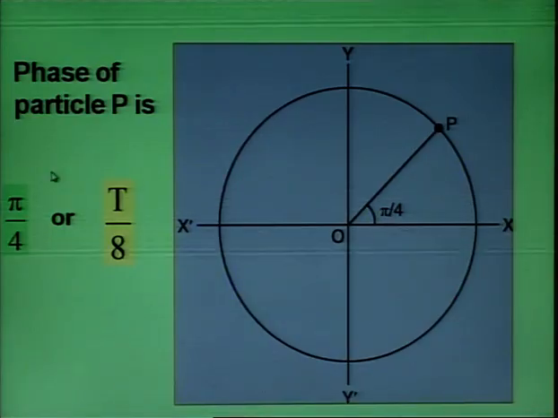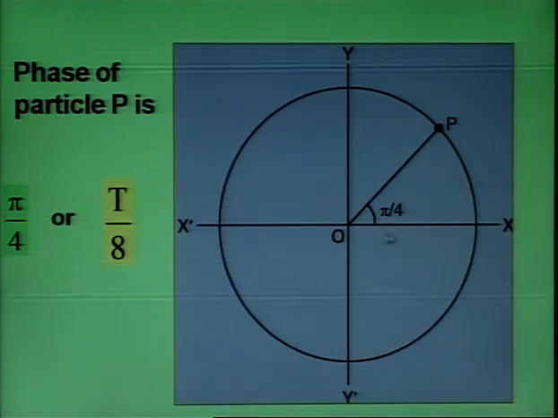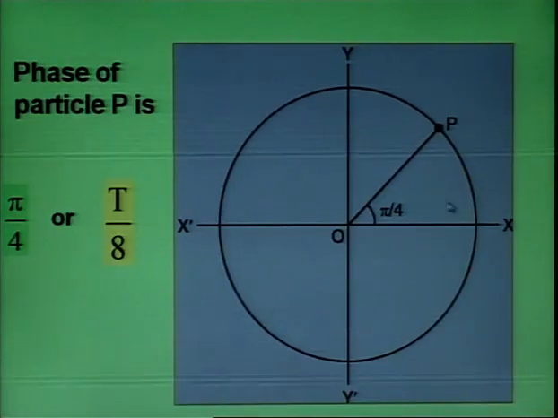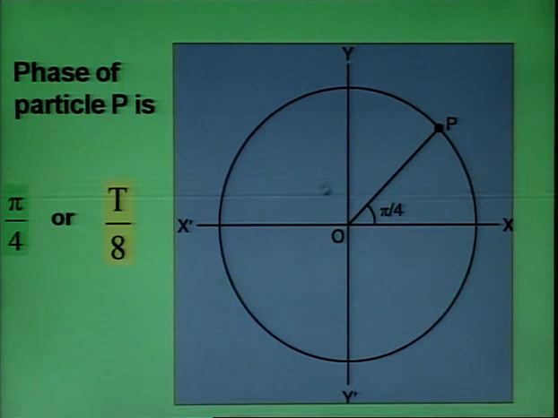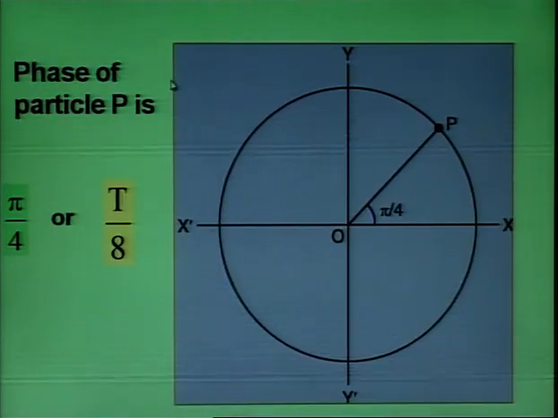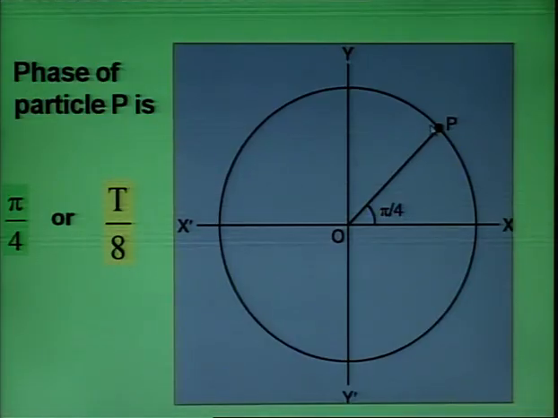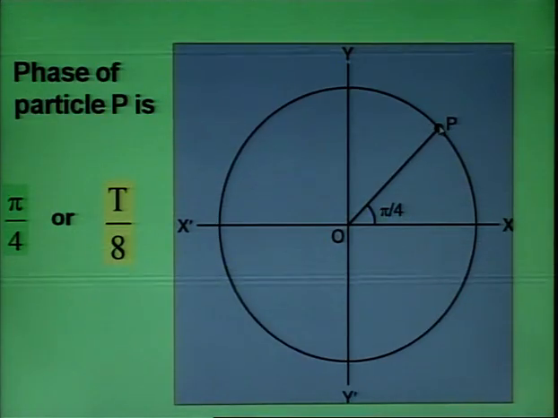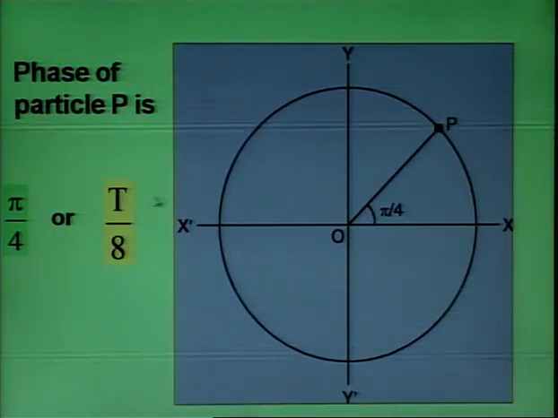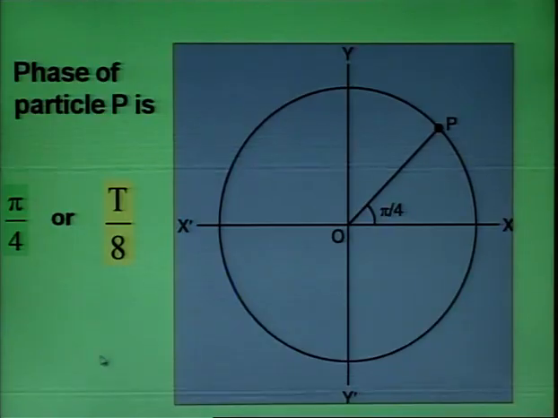When we talk about angle, this complete circle, while following this path, describes an angle of 2 pi, that is 360 degrees. So this angle is pi/4. If we represent phase in terms of angle, it will be pi/4. When we represent it in terms of time, the phase is T/8. So the phase of this particle P is either pi/4 in terms of angle, or in terms of time it is T/8.